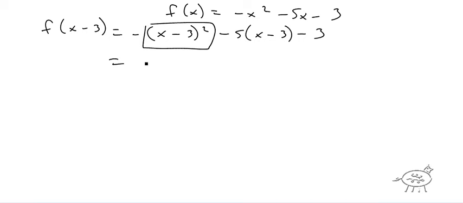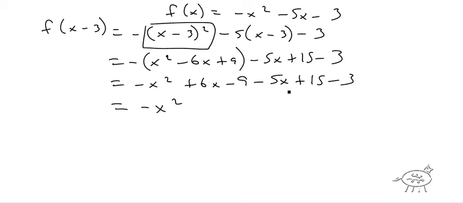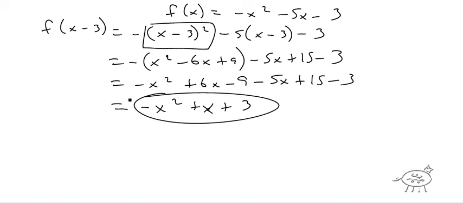Don't forget that. And you're going to get negative, and then you get x squared minus 6x plus 9 minus 5x plus 15 minus 3. And so you get negative x squared plus 6x minus 9 minus 5x plus 15 minus 3. So your final answer, you get negative x squared, 6x minus 5x, plus x, and then negative 9 plus 15 minus 3 is plus 3. Okay, that's your answer.